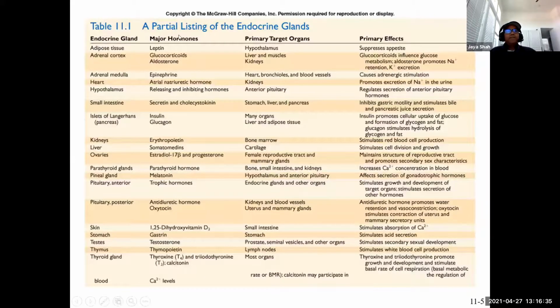Here are some other endocrine glands and their target hormones. You go over them, but you are not responsible for all of them. We're going to go over most of them one by one. So you will be responsible for only the hormones which we are covering. Okay.